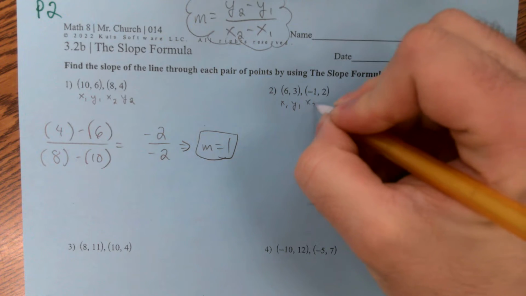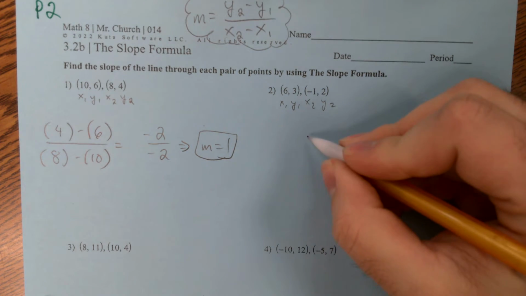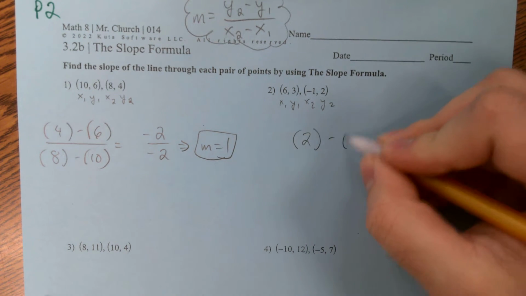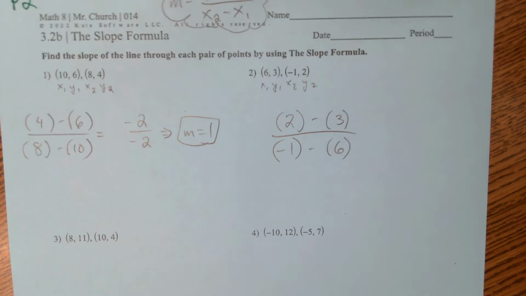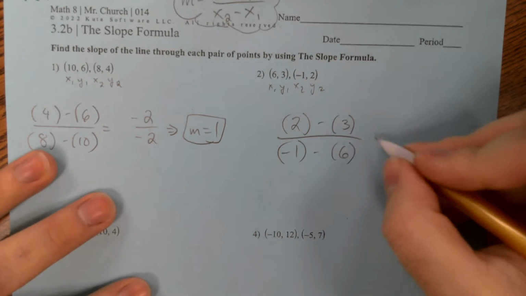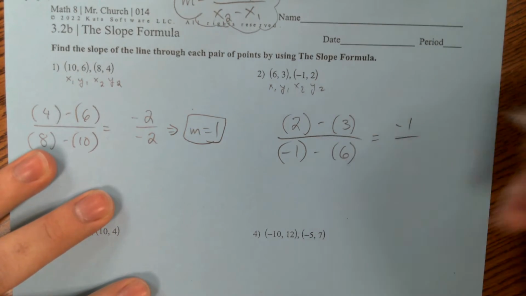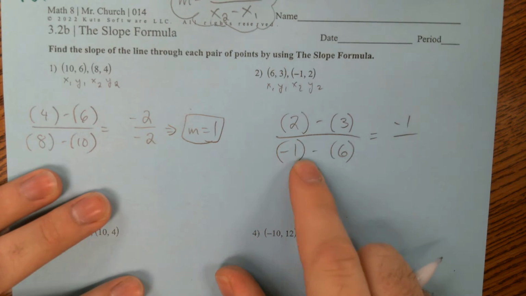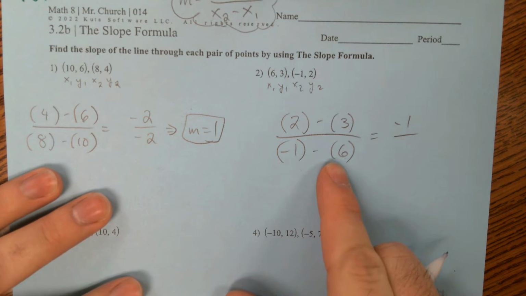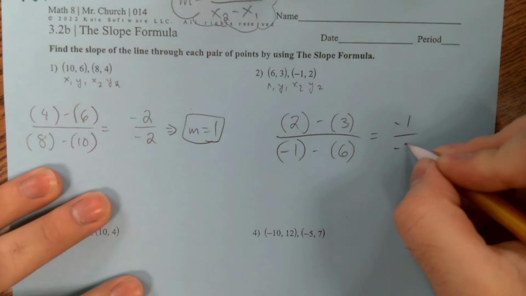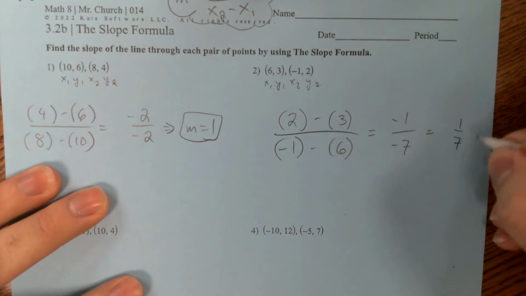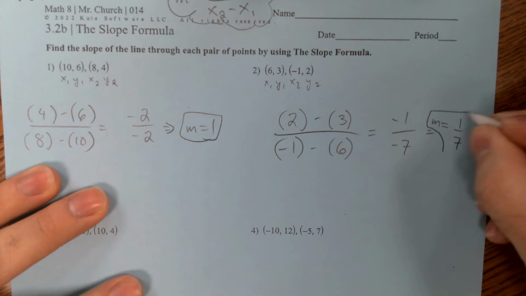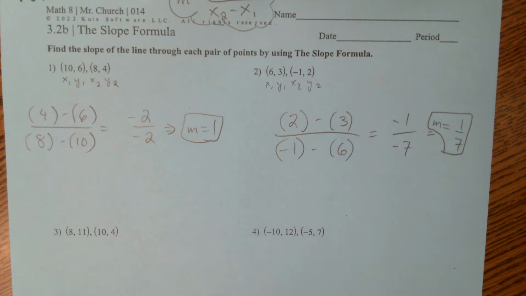x1, y1, x2, y2. 2 minus 3 over negative 1 minus 6. 2 minus 3 gives us negative 1. And then negative 1 minus 6 gives us what? Negative 7. That's right. Once again, a negative over a negative equals a positive. We get 1/7 for our slope. Okay, not 7. 1 over 7.